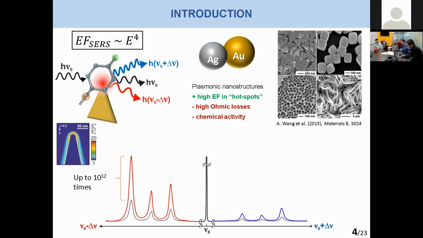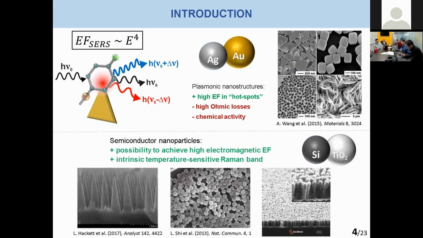These disadvantages could be avoided by use of semiconductor nanoparticles, which also can localize incident laser radiation due to Mie resonances. High-index materials with low ohmic losses are often used, for example silicon or titanium dioxide, which also have their own intrinsic temperature-sensitive Raman band that helps to measure and control the local temperature of the nanostructure during measurement.